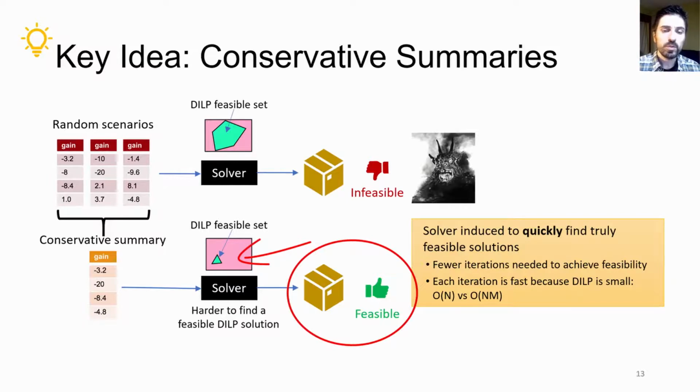So we will typically require many fewer iterations than naive to find a truly feasible solution. At the same time, we are also reducing the number of scenarios considerably, so there will be many fewer constraints, and even though these constraints are harder to satisfy, overall each iteration will be much faster.